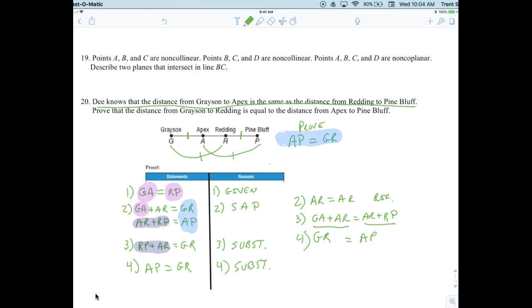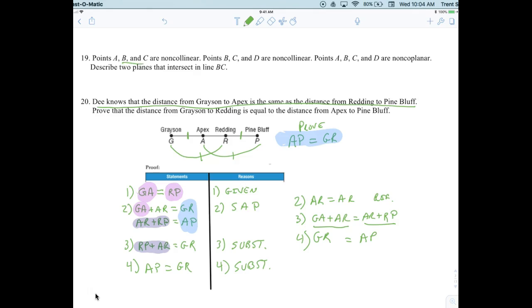So here we go. On this, it says points A, B, and C are non-collinear, which means they form a plane. Do you agree? And then B, C, D are also non-collinear, so they form a what? They form a plane. Do you agree with that?